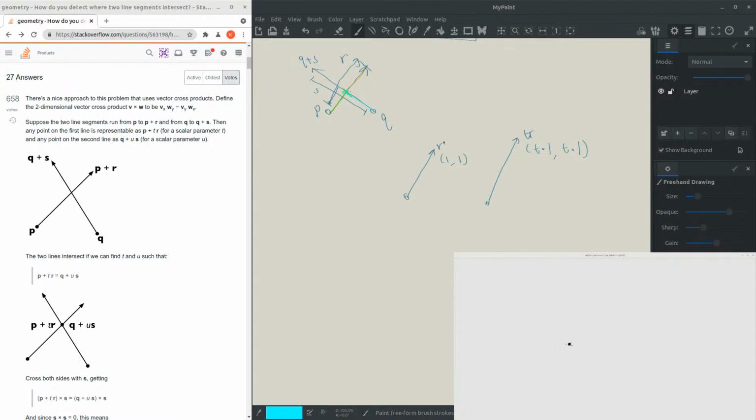Now we have our R. So we're just looking at the difference from this point to this point, right? And that's defined as R. And we can have a scalar multiplied by R, which just changes the position.